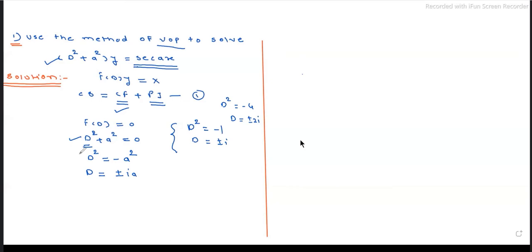What is the reason? Because if it is D square plus a square, the roots would be plus minus a, but minus 1 is additional. What is under root of minus 1?